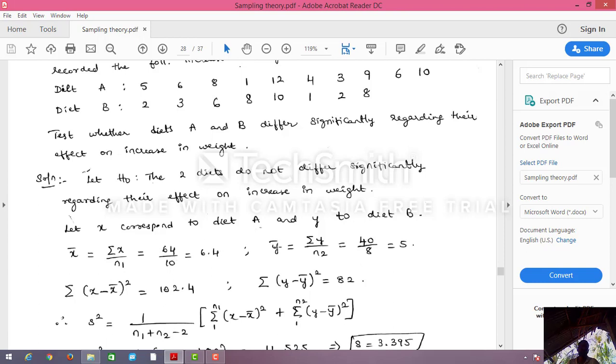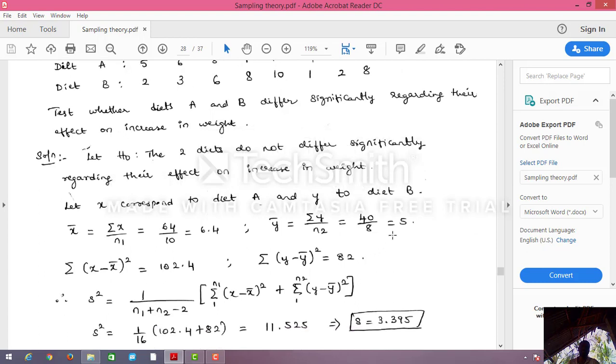Then y bar, what is that? Y bar is nothing but summation of y divided by n2. Summation of y is 2 plus 3 plus 6 plus 8 plus 10 plus 1 plus 2 plus 8, divided by n2, which is 8. 40 divided by 8 is 5.